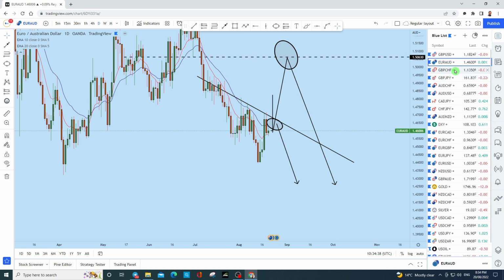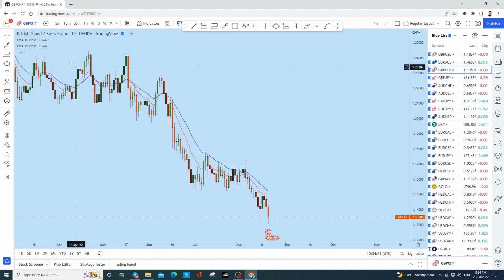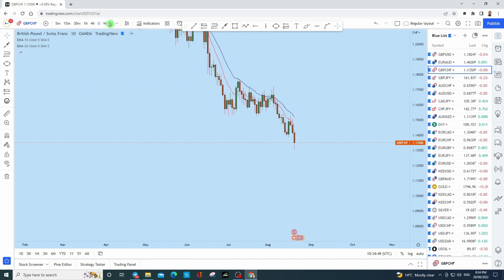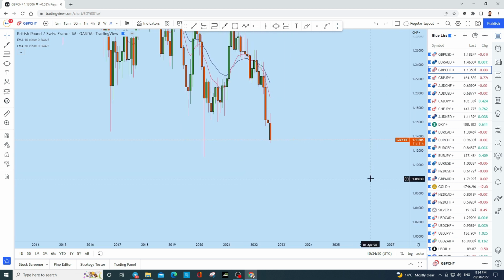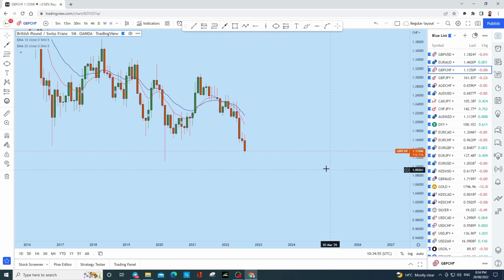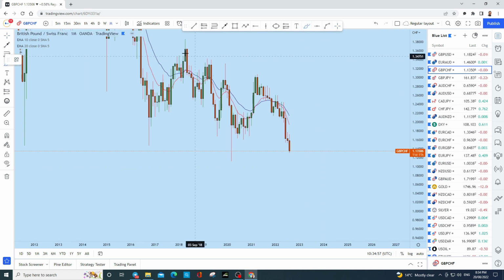Now let's look at GBPCHF. As you have seen, on the last day of the trading week, the analysis came incredibly correct. First of all, let's look at the bigger picture on the monthly perspective, GBPCHF. What we see is a long-term bearish market structure. You can see the price is in a long-term consolidation on the monthly perspective, creating a series of lower highs and lower lows. So this is the price action that we see on the monthly zone on GBPCHF.